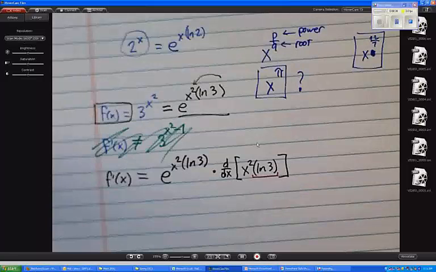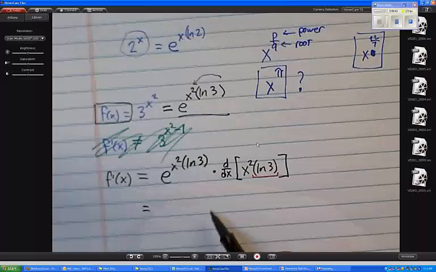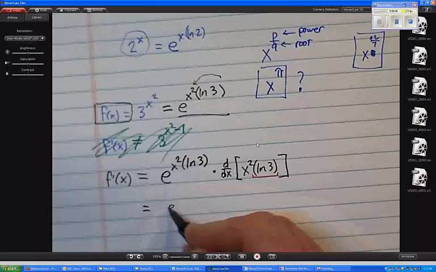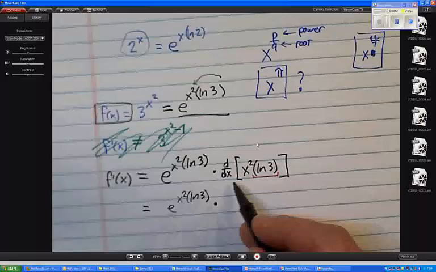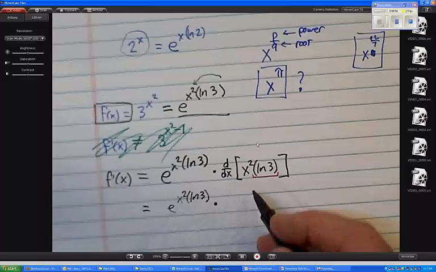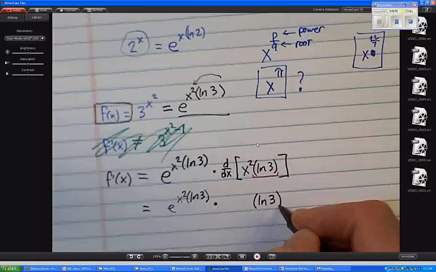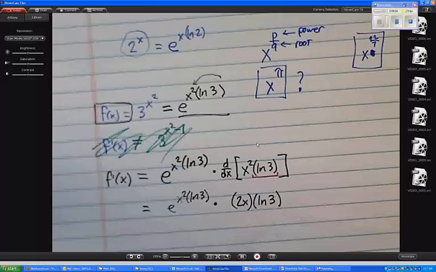So I guess what I'll get for the derivative is e to the x squared ln 3 times, and what's the derivative of this crazy thing? Well, let's write down the natural log of 3 again, because that's just a number. And so what do I get? 2x times this stuff. Yeah.